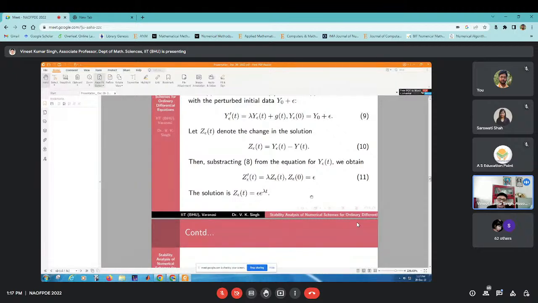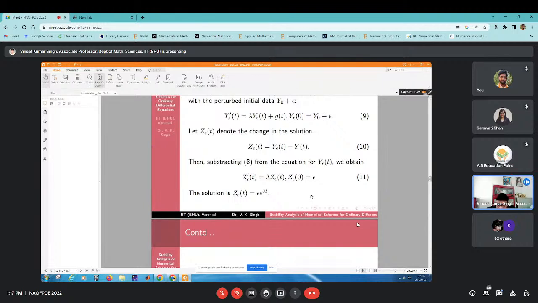Now the question is, how do we analyze the stability of this solution? And what is the meaning of stability of the solution here? Here, we are looking at the nature of z epsilon of t when t is very large. We are looking at how much epsilon will impact the given solution z epsilon of t when t is very large.